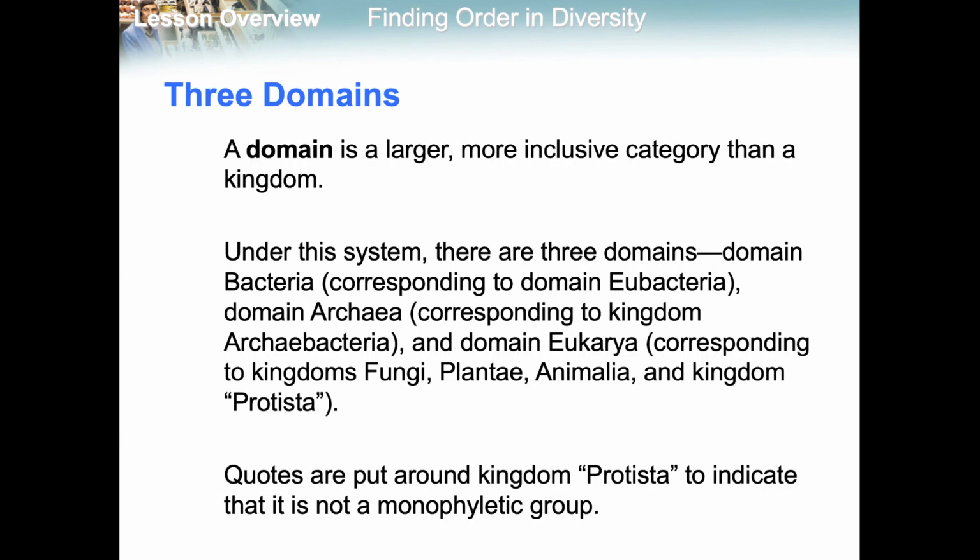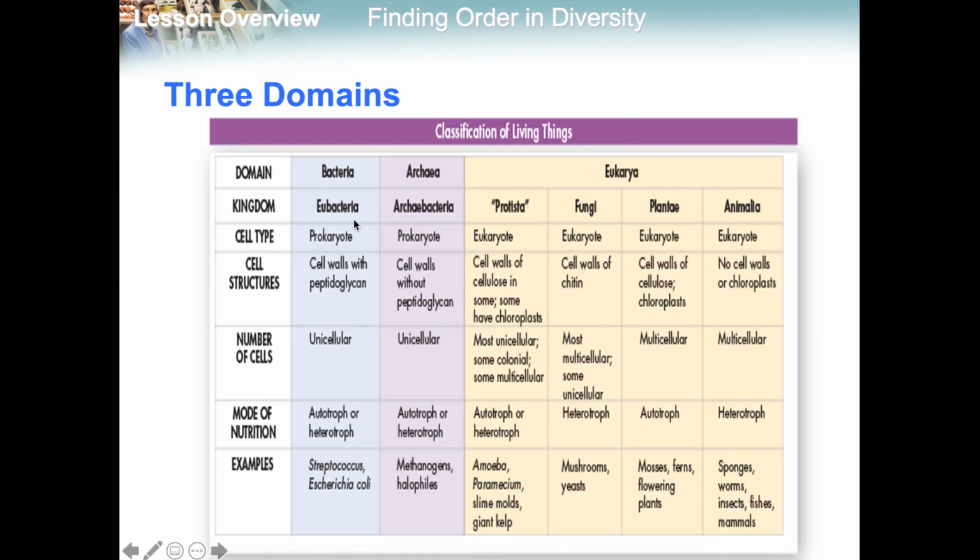And then domain is above kingdom, and we have the archaea, we have bacteria, and then eukarya, which includes fungi, plants, animals, and kingdom protista. Quotes are put around protista because it's not monophyletic. Once again, it doesn't necessarily fit there, but it's where it fits the best. And this is what it looks like, and you can see why they classify it like that, and what kind of examples there are. Streptococcus is actually strep throat. And E. coli lives in your gut. So yeah.